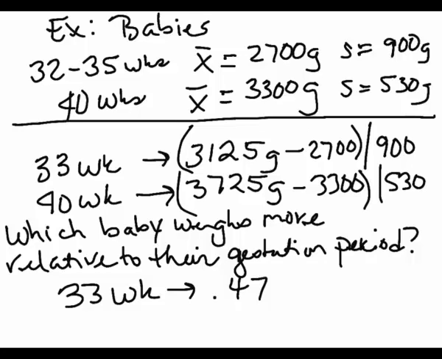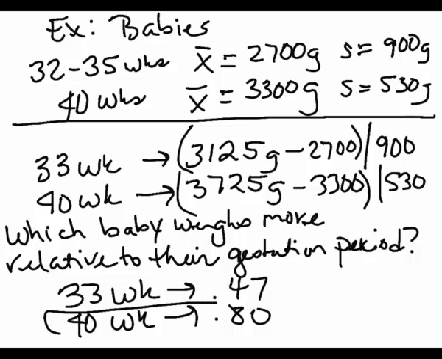And then I'm going to do the same thing with the 40-week baby. I'm going to subtract its average and then divide by its standard deviation. And I get 0.8. So the 40-week baby weighs more because its z-score is larger. Easy peasy.